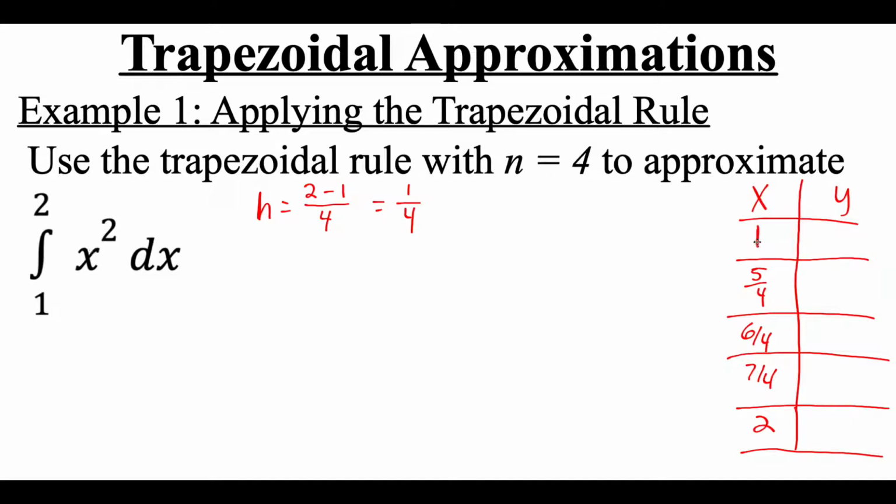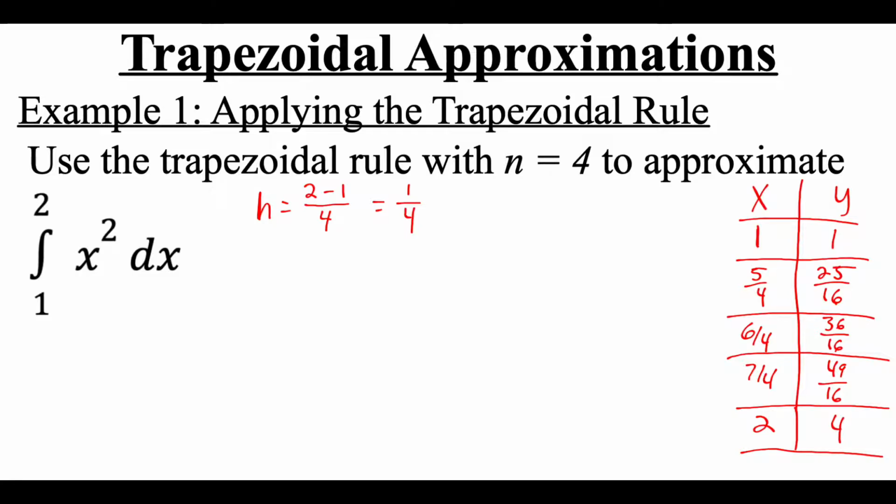Well, if we square 1, we get an answer of 1. If we square 5/4, to square a fraction, you square the top and the bottom. So that's going to be 25/16. If we square 6/4, we're going to get 36/16. Squaring 7/4, we're going to get 49/16. And squaring 2, we're going to get 4.